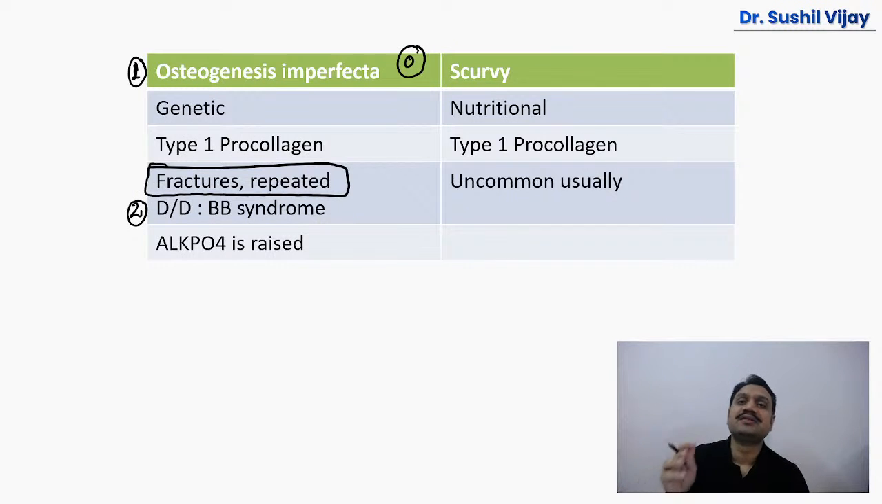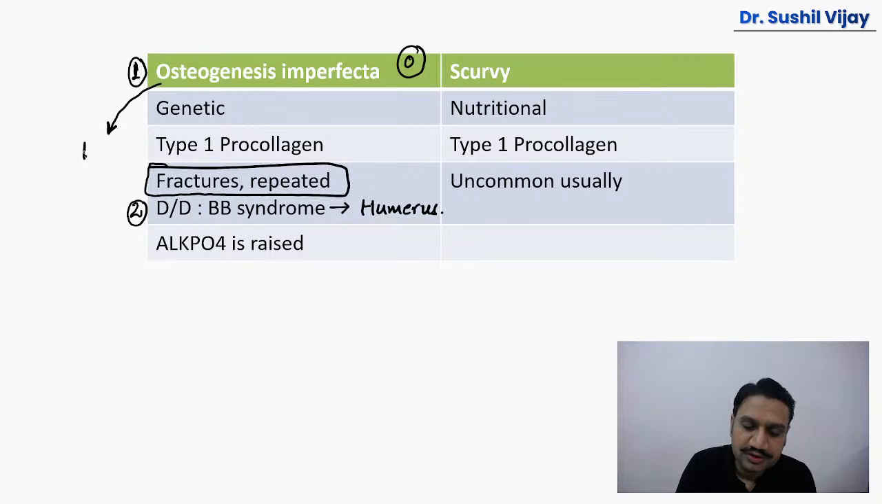What is the basic difference between osteogenesis imperfecta and battered baby syndrome? What do you think is the basic difference in these two? In osteogenesis imperfecta, the fractures will be healing at a normal pace. And in battered baby syndrome, the primary difference you need to understand is that the most commonly fractured bone is the humerus. The most common fracture in osteogenesis imperfecta is in the femur, right?